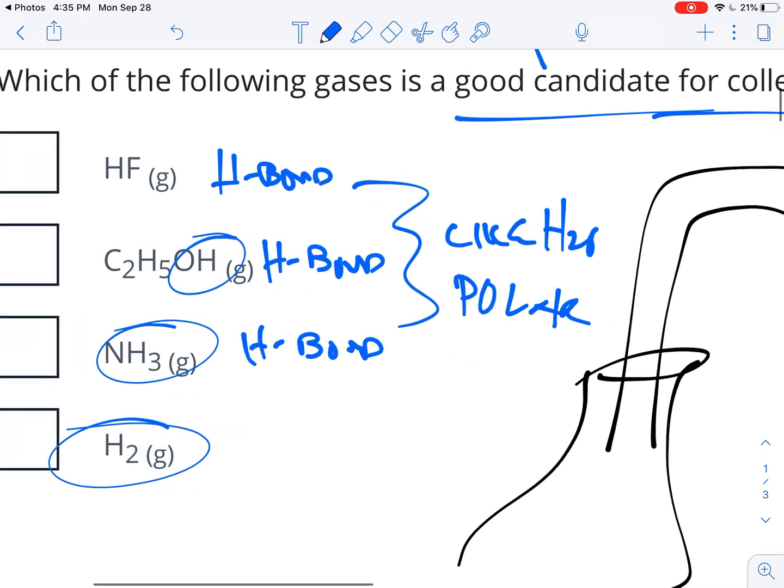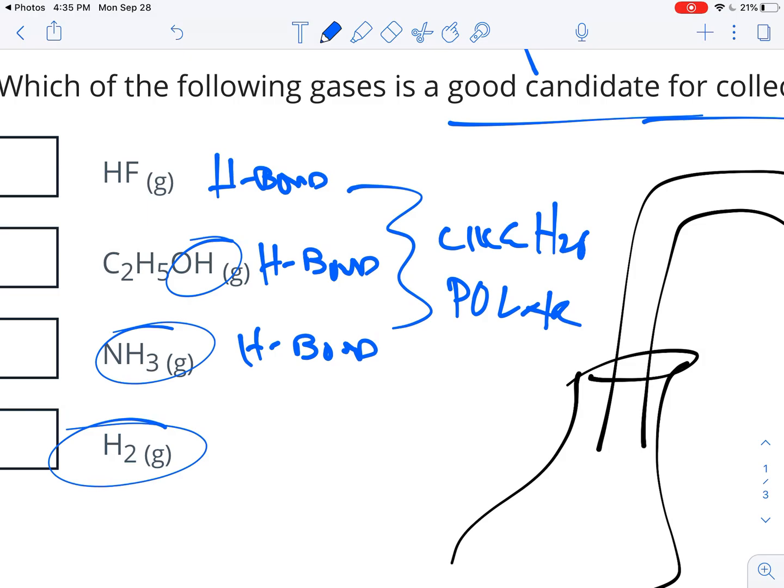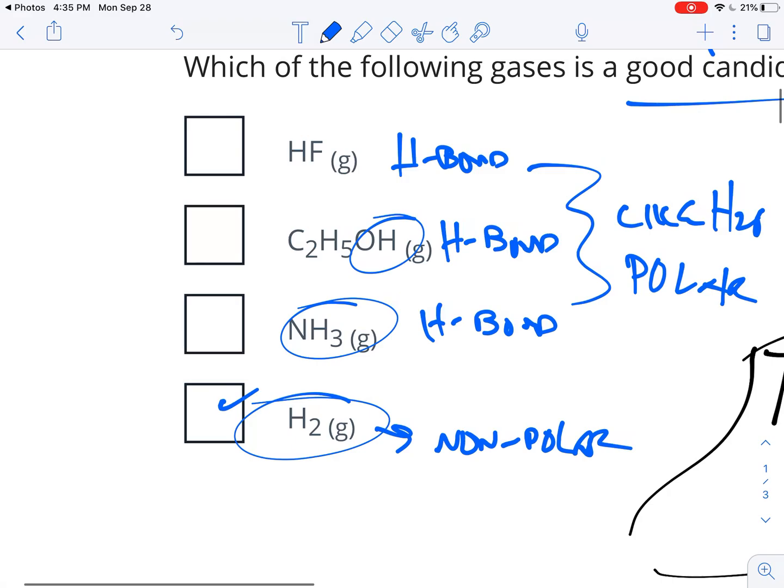So because all these guys are superpolar, they are not going to be good candidates because they're actually going to dissolve in the water and not displace it. Hydrogen is the only one here that is non-polar. And so consequently, when you put that guy in the water, it's not going to like the water and it'll push the water away. So your hydrogen is your right choice.